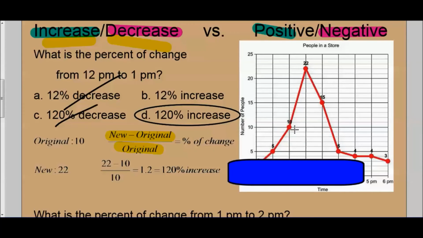And that makes sense. It's over doubling, which is a 100% increase. A 100% increase would be just doubling this up to 20. It's doing a little bit more than that, so that percent increase makes sense.